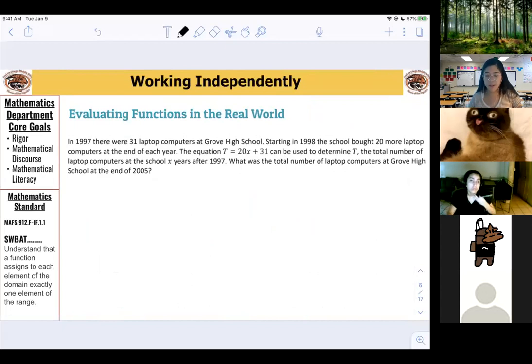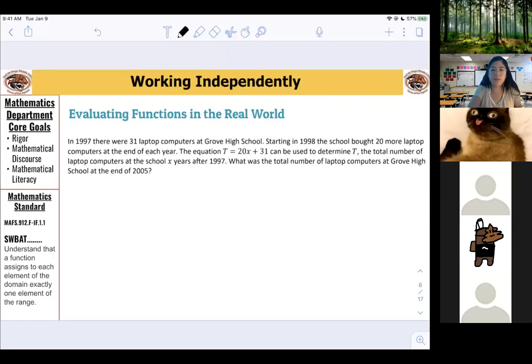Don't just go ahead and plug in random numbers. I'll give you guys 4 minutes to try this one on your own. 4 minutes, and I will go ahead and read it out loud.